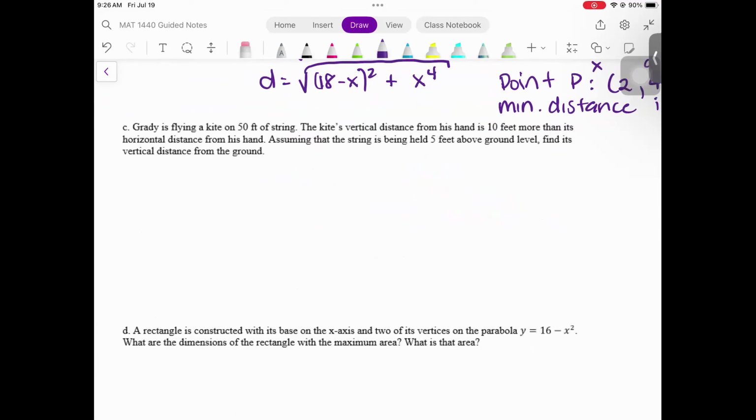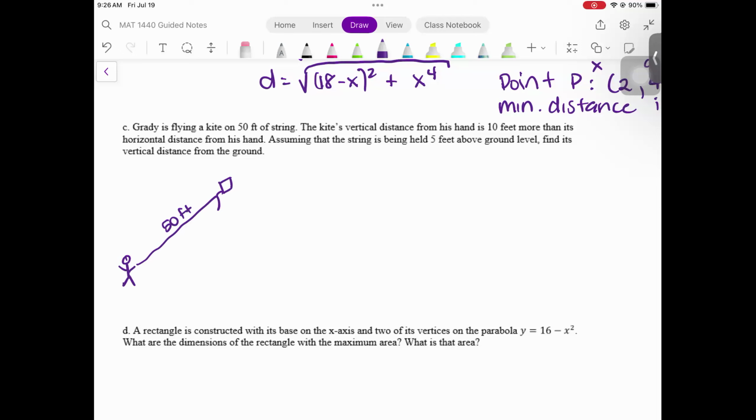So I'm going to set up a visual for this, drawing a picture. We've got Grady. Grady's flying a kite, so we've got a kite. And we know that the string holding the kite is 50 feet. So this line is 50 feet.